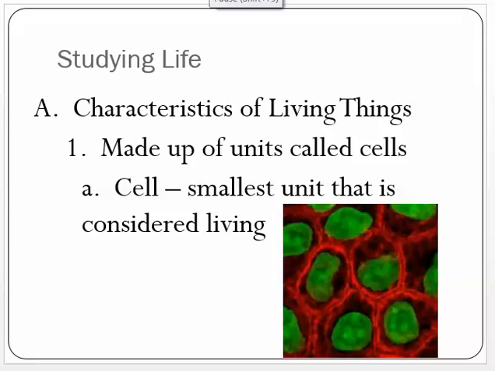There are 8 characteristics of living things. The first one is that they have to be made up of cells. So anything that's living by scientific standards has to be made up of cells. And I guess I should say cell.